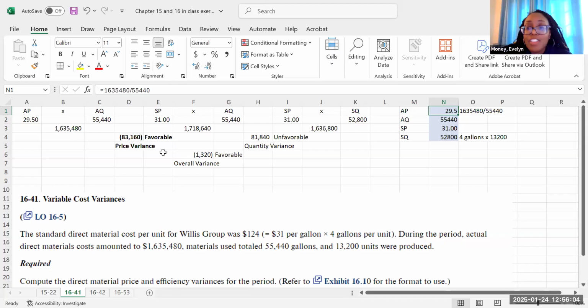Let's see if it actually makes sense. I wanted to spend $31 per gallon, and I ended up spending 29.50. That's great. Favorable. Now, I wanted to use 52,000 gallons and some change, but I ended up using 55,000. Unfavorable. Good. I can confirm that. And there you have it.